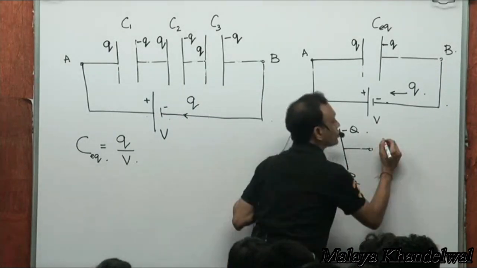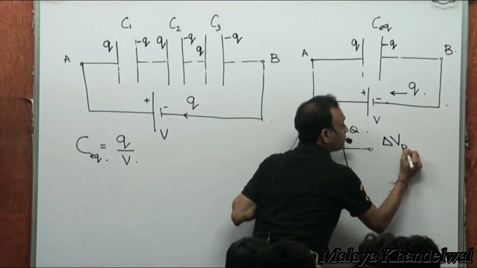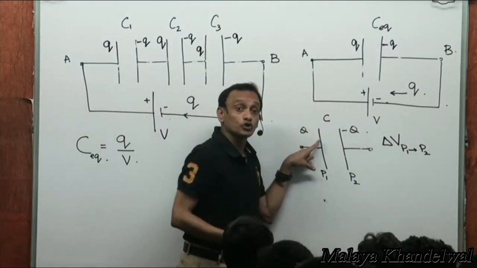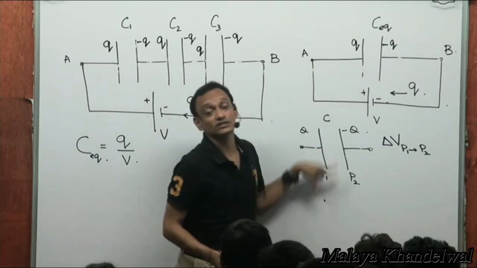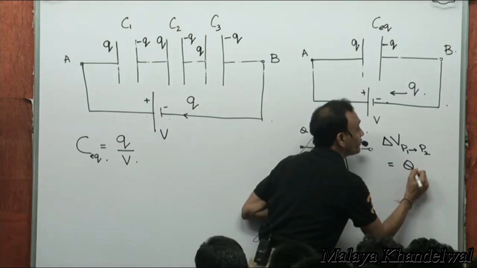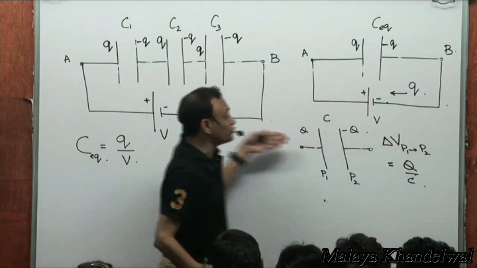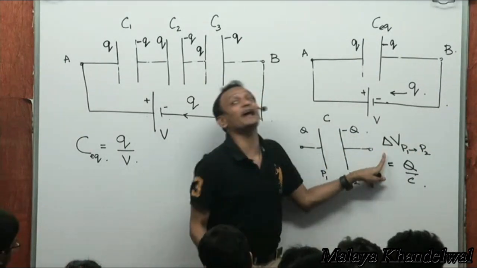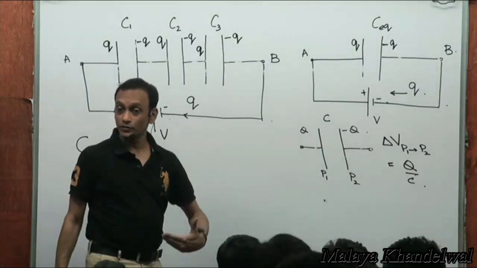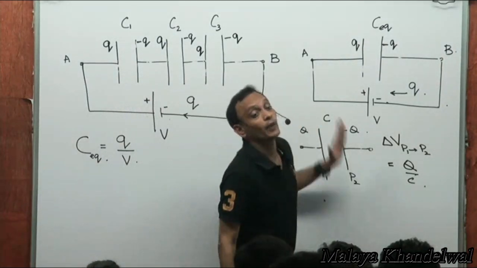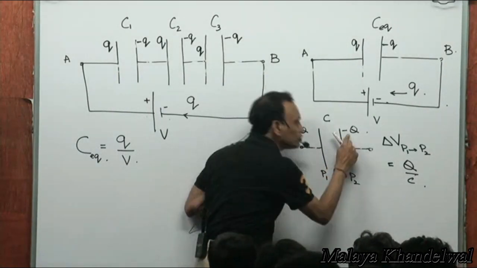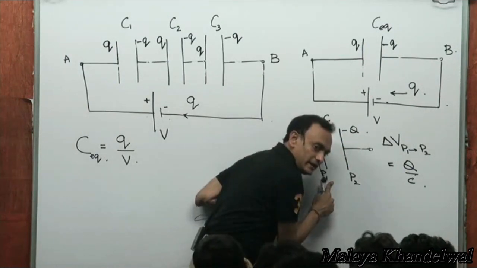The algebraic potential drop, delta V, from P1 to P2, from one plate to another, is going to be the algebraic charge on the first plate divided by C, Q divided by C. That's the potential drop when you go from P1 to P2. That's the algebraic potential drop, mind you. If you go from P2 to P1, then the drop in this direction would be the charge on the first plate, which is minus Q, divided by C.